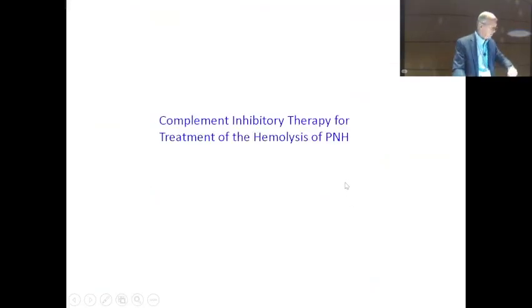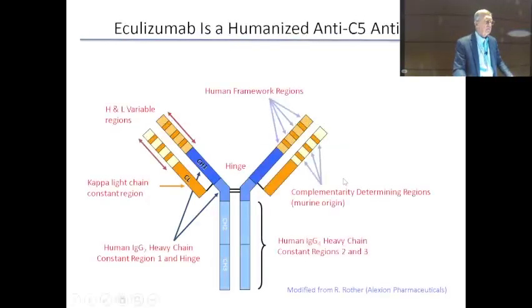So moving on to the treatment of patients with anti-complement therapy. This is eculizumab, which is a humanized anti-C5 antibody that was the initial treatment for patients with PNH. And these are just some of the interesting biochemical features of this. This is a very cleverly designed antibody.